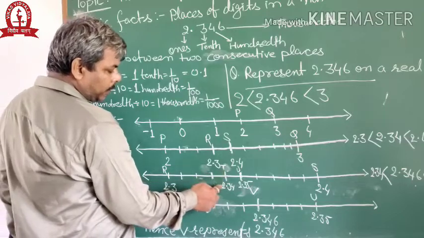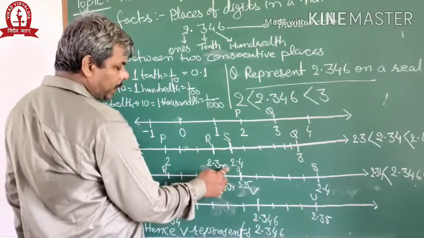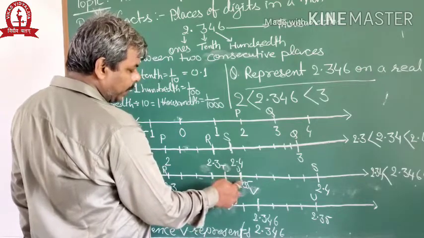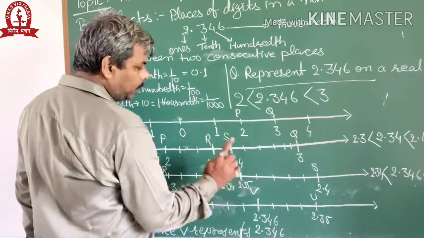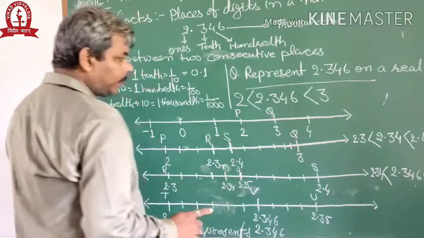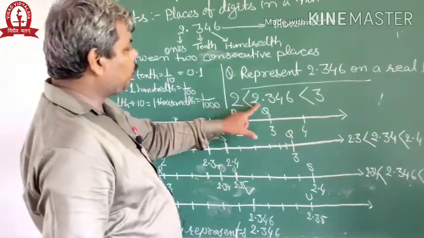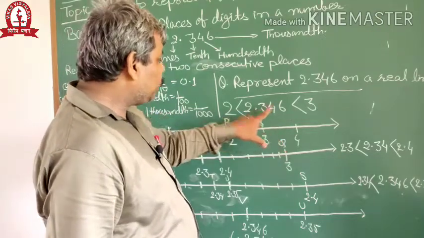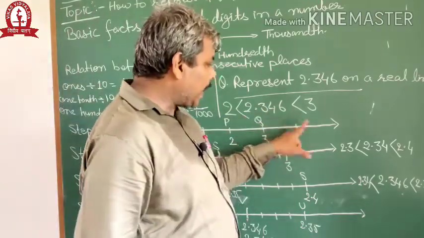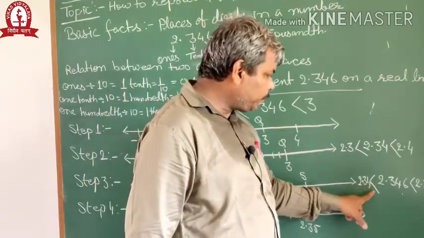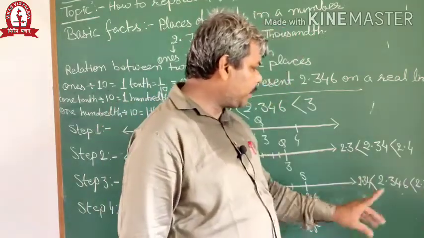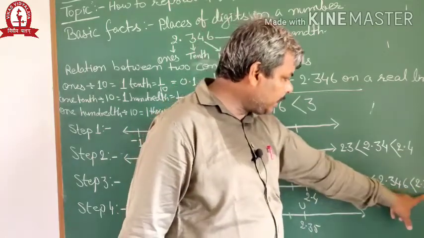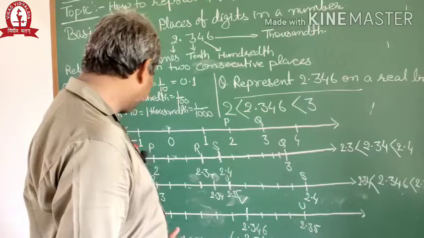Mark it, write here 2.34 and name it as T, and this is 2.35. Mark it and name it as U. Okay. Now the number 2.346. 2.346 lies between 2.34 and 2.35. 2.346 is greater than 2.34 but less than 2.35. Okay.